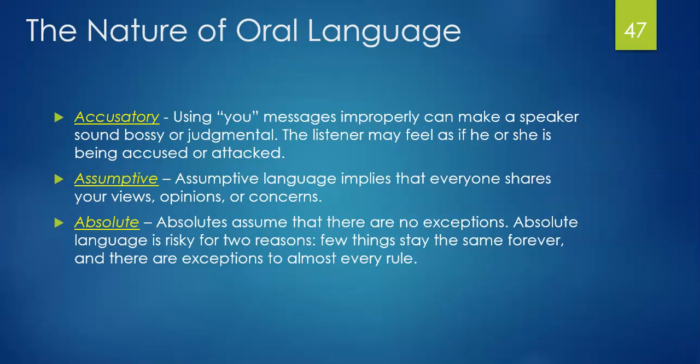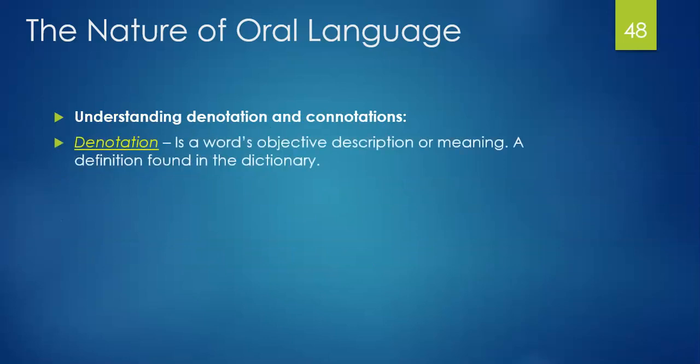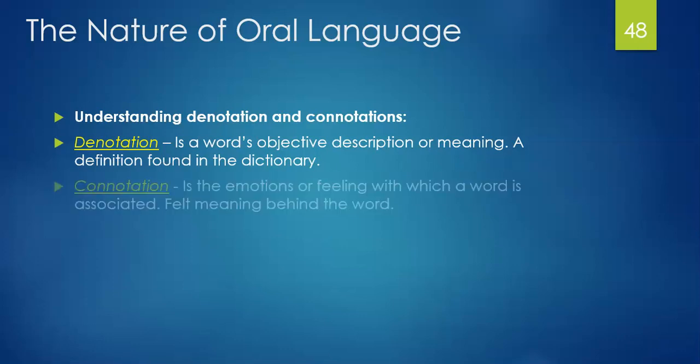Absolute language is risky for two reasons. One, few things stay the same forever. And two, there are exceptions to almost every rule. Understanding denotations and connotations. A denotation is a word's objective description or meaning, a definition found in the dictionary. Connotation, the emotions or feelings with which a word is associated. Felt meaning behind the word.